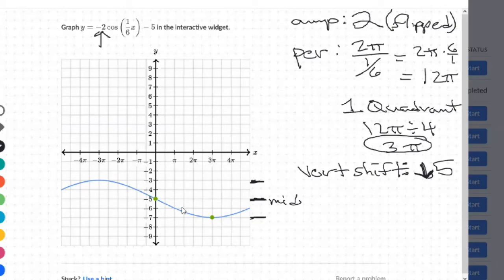Where is the midline? Where is the minimum? Otherwise, sine and cosine look identical. If you took the graph off, like if you took these coordinates off, you could not tell the difference between sine and cosine in any case. So this is a kind of normal sine graph.